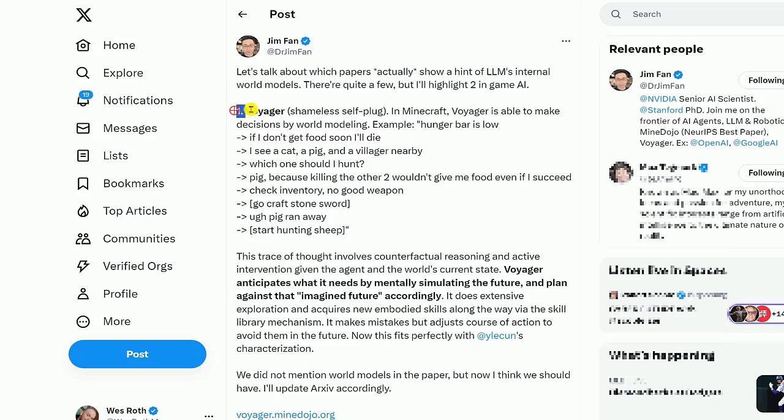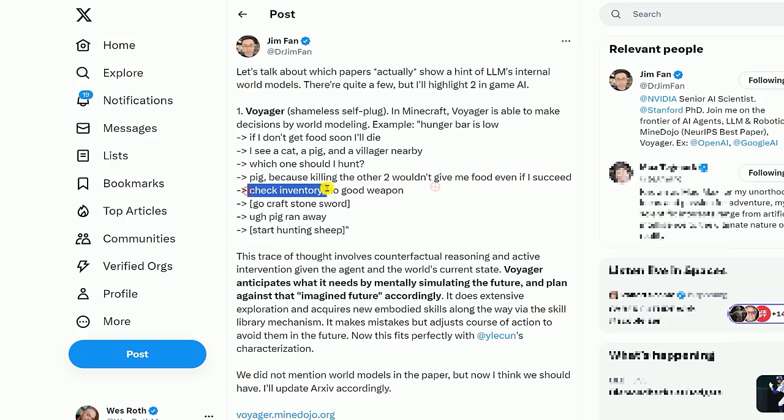He starts with Voyager, the shameless self-plug. So this is his and, of course, other people's. He's just one of the names on the paper, but in Minecraft, Voyager is able to make decisions by world modeling. So, for example, the hunger bar is low, so if I don't get food, I'll die. I see a cat, a pig, and a villager. Which one should I hunt? The pig, because killing the other two wouldn't give me food even if I succeed.